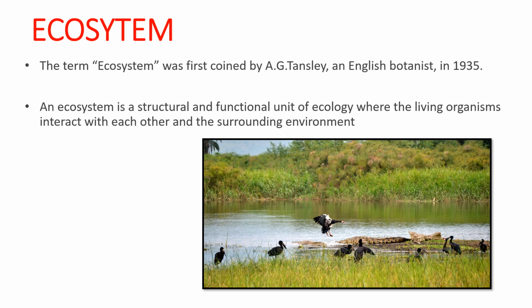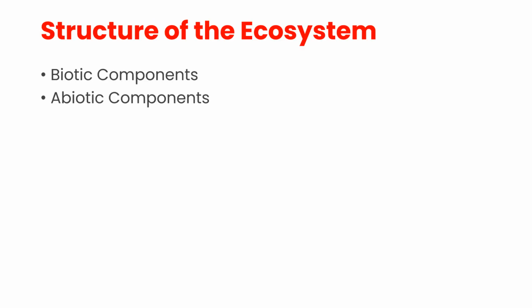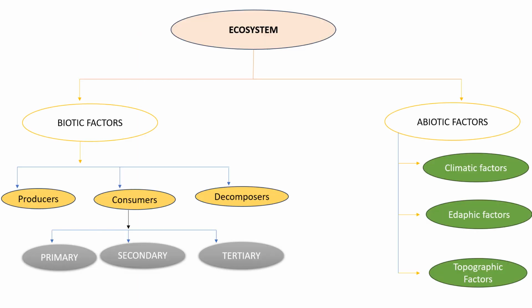We can say an ecosystem is a structural and functional unit of ecology where living organisms interact with each other and with the surrounding environment. The structure of an ecosystem consists of biotic and abiotic factors. Biotic comes from the word bio, meaning living. Biotic factors include all living organisms, which are categorized into producers, consumers and decomposers.